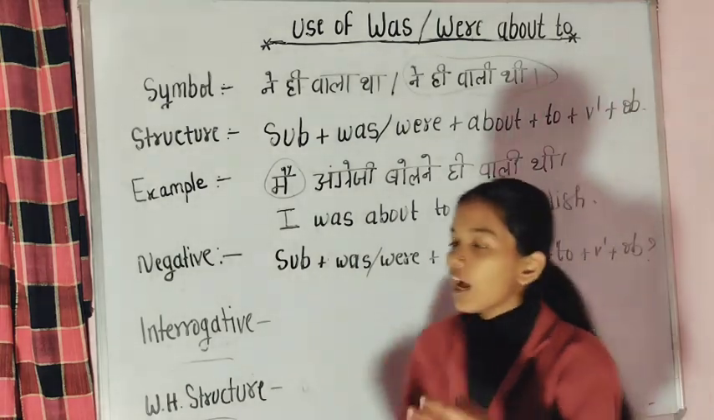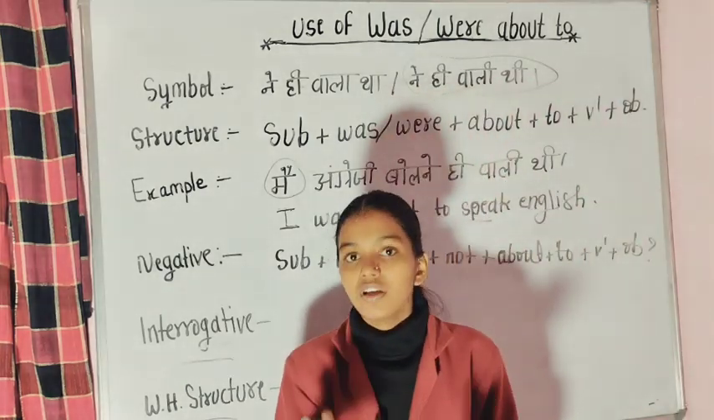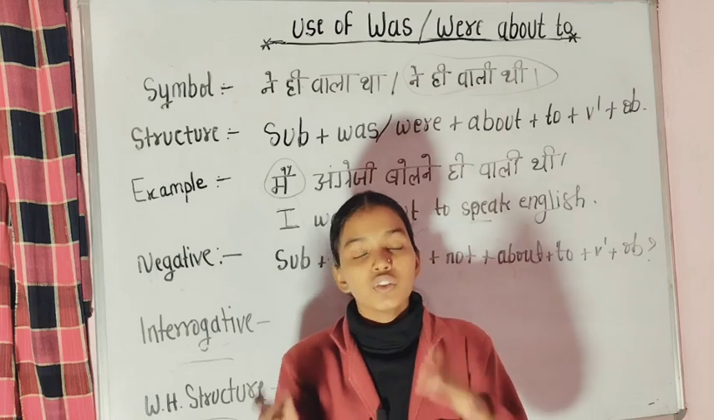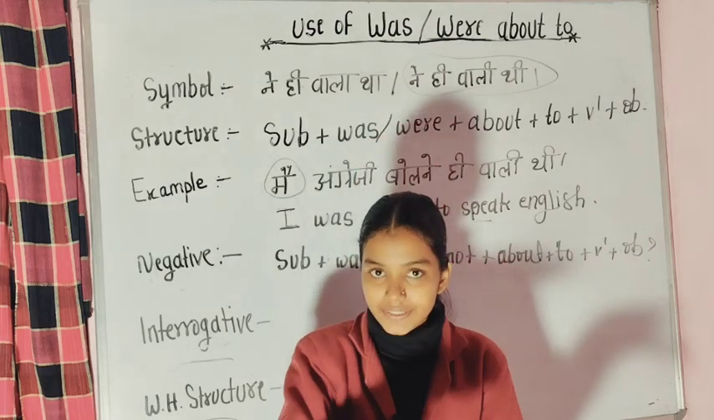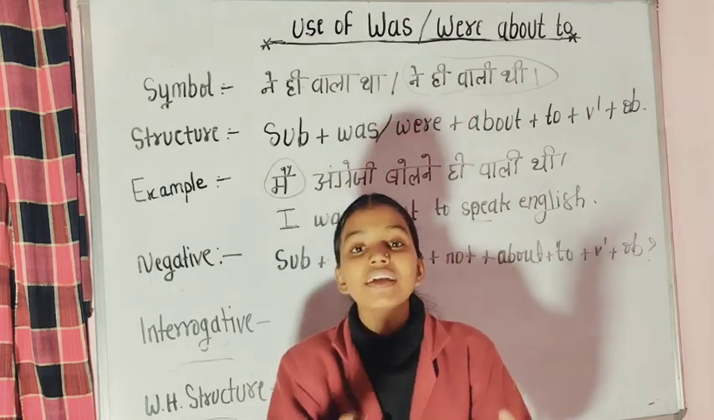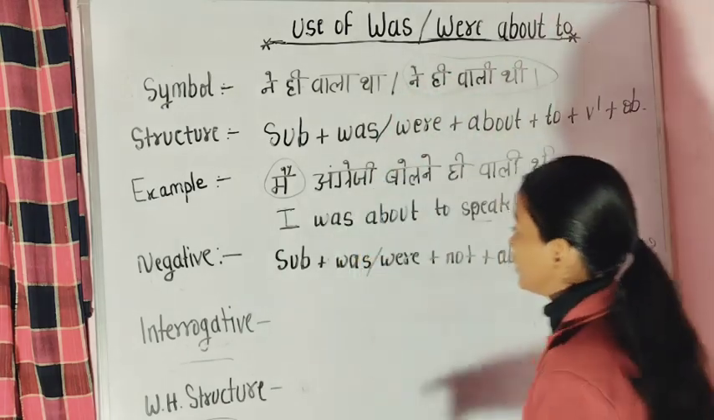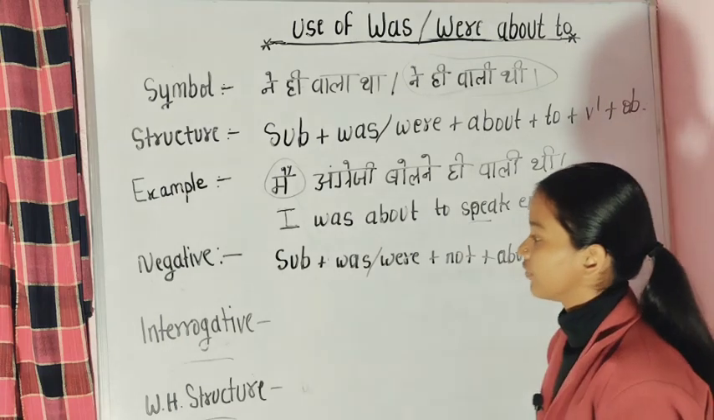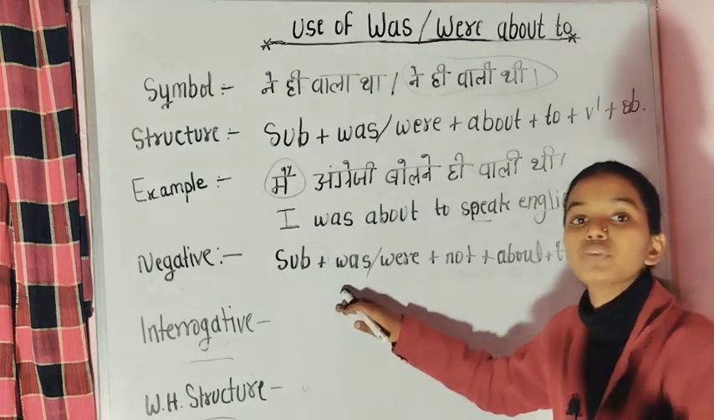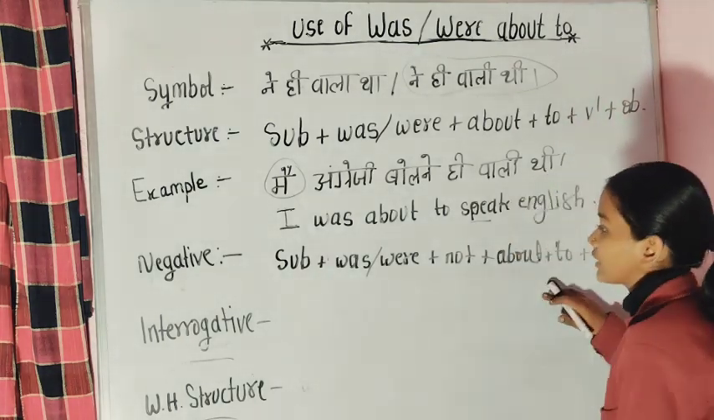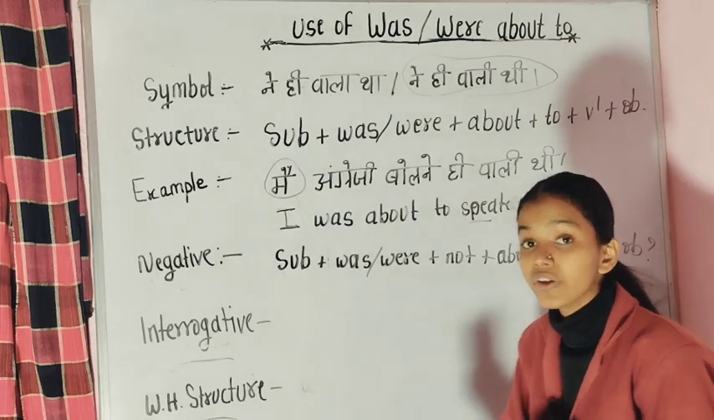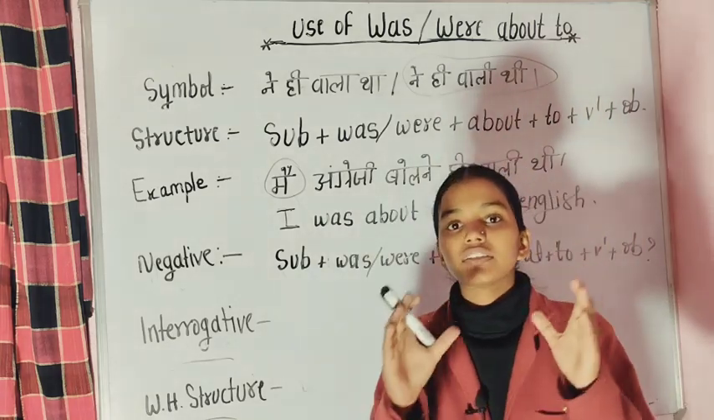ठीक है, we have to make an English example. I was not about to speak English. That is the example of negative. You can see the structure. We have to take the help of negative structure so that we can make the correct sentence.